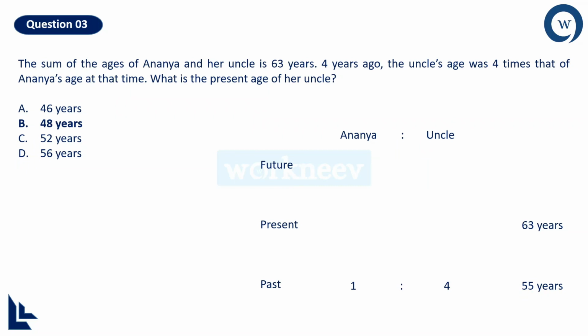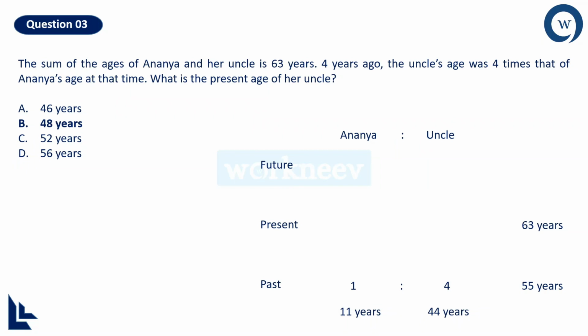And then the normal calculation that we have been doing for the last 2 questions: the sum of the ages is 5 as per my assumption, but in reality it is 55. How many times of my assumption is my reality? 11 times. In that case, Ananya's age will be 11 years and uncle's age will be 4 times 11, which is 44 years. Let me rewrite it over here.